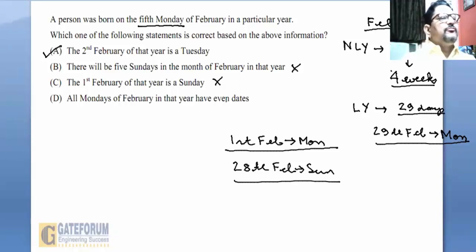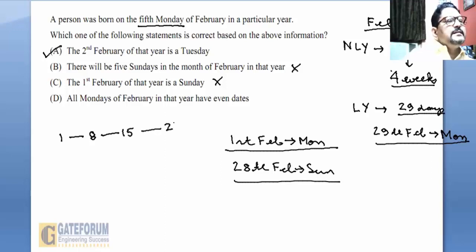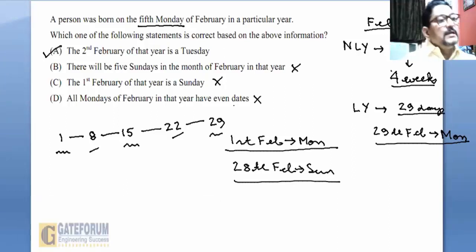All Mondays of February in that year have even dates. Let's check. 1st is a Monday. 7 days later, 8th will be a Monday. 7 days later, 15th would be a Monday. 7 days later, 22nd would be a Monday. And since that is a leap year, 29th is a Monday. So even dates are only carried by 2, while the others carry odd dates. So this is definitely not true that all Mondays have even dates. So we can say that the 1st option only will be the correct option.